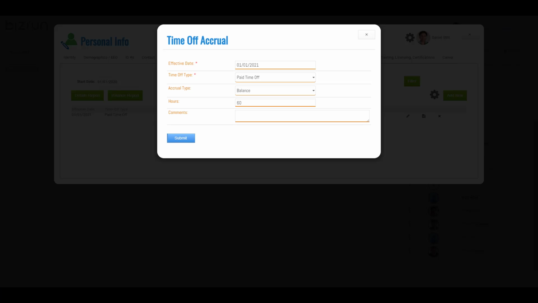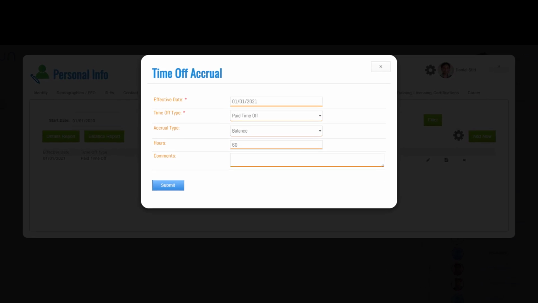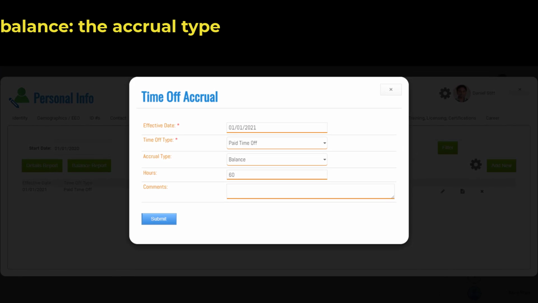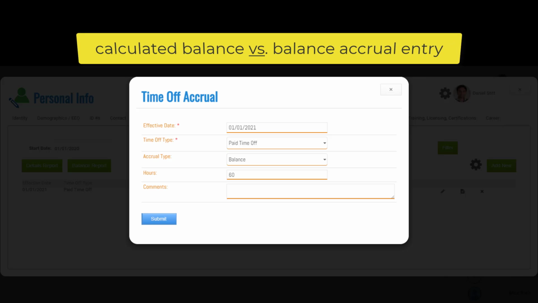In this particular video, we're going to focus on the time off accrual type called balance. For starters, we want to make a distinction between a calculated balance, typically presented in a balance report, and a balance accrual entry in a person's personal info time off accrual tab. While they are both related to leave and time off, they are two different things.